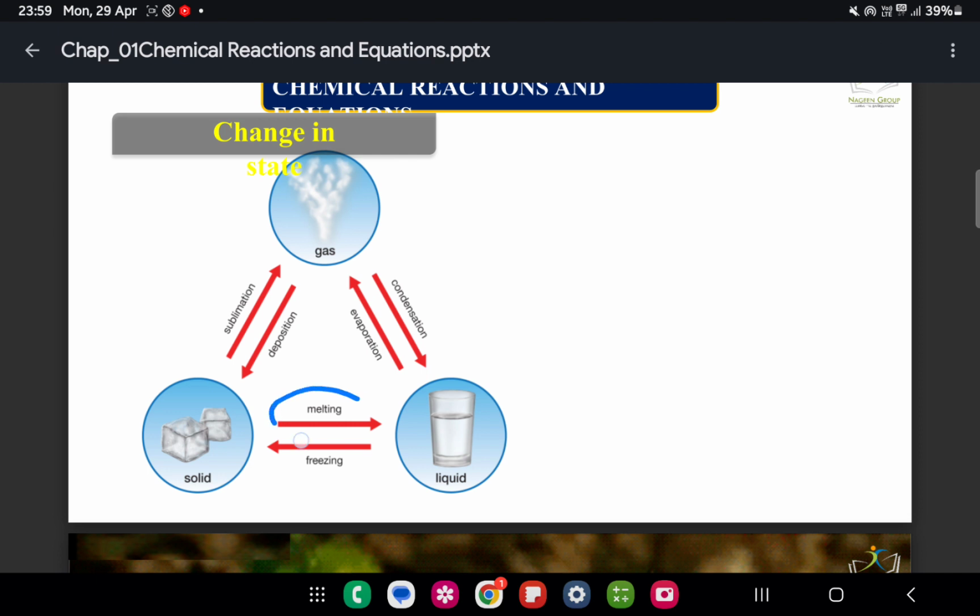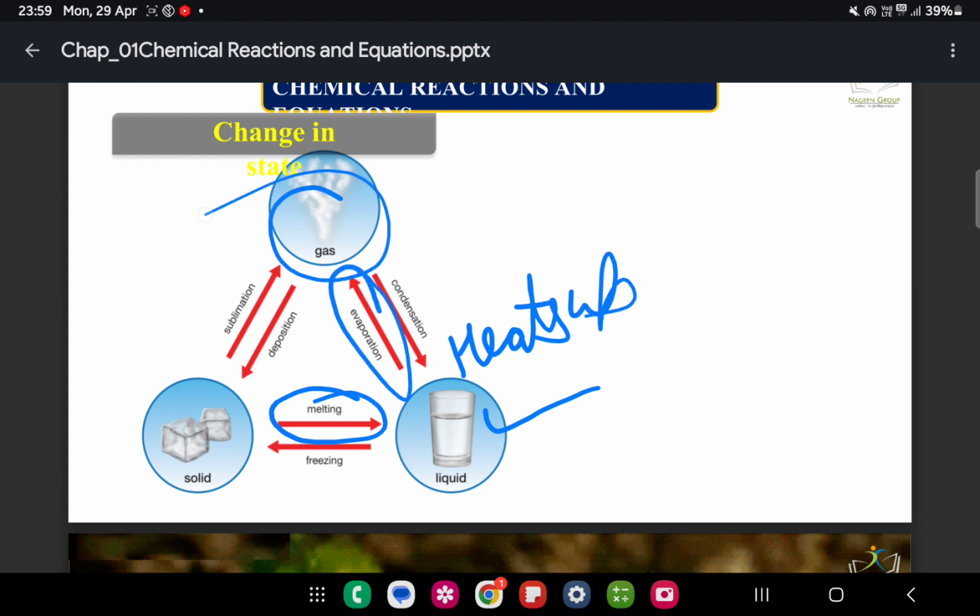solid, if you melt it, it will give liquid. Liquid heats up, it will evaporate as a gas. This is the first thing. Second, when the gas condenses, it will convert into a liquid, and when liquid freezes, we will get solid.